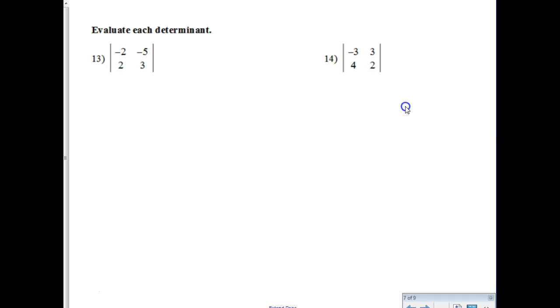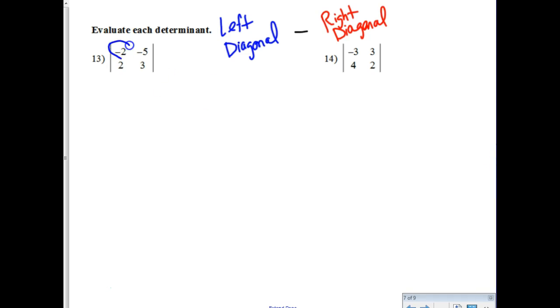But guys, these are actually super easy to do by hand. In order to find the determinant, what you do is you take your left diagonal and you subtract your right diagonal. Let me show you what that means. Your left diagonal would be this guy. And you're supposed to multiply these diagonal numbers together.